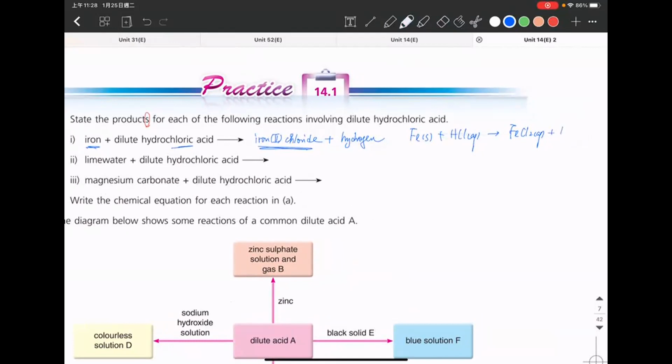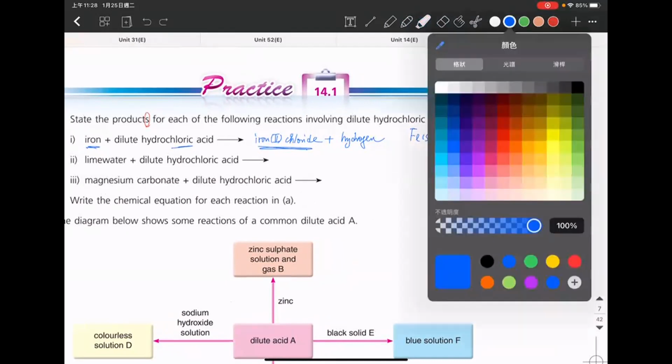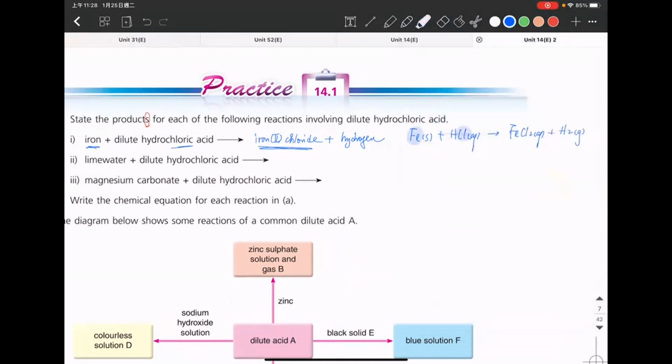So check your understanding of the formation of salts. You just remember iron, iron(II) chloride. Can you see that? And then what is left behind is the hydrogen ion, to form hydrogen gas.